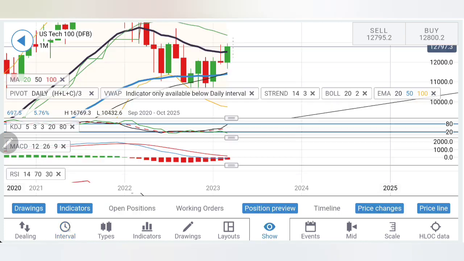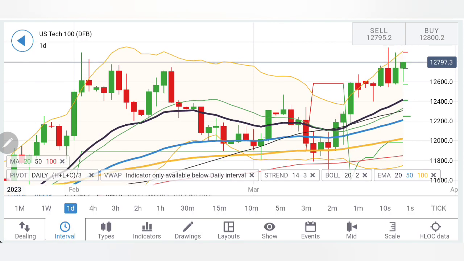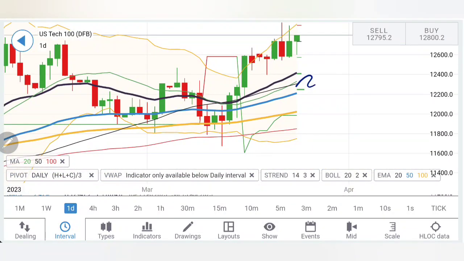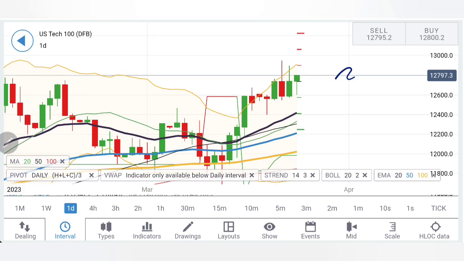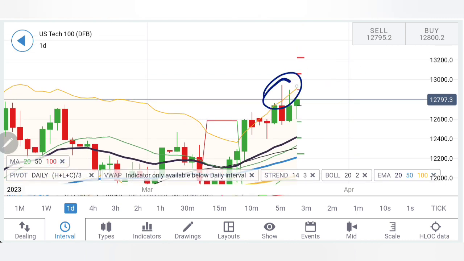Now let's have a look with the help of indicators. On the daily charts, we can clearly see the 20, 50, 100 period moving averages trading with divergence, indicating bullishness. At the same time, it traded outside the Bollinger Bands, and that is why it has got a little pullback. Now looking forward to a breakout.